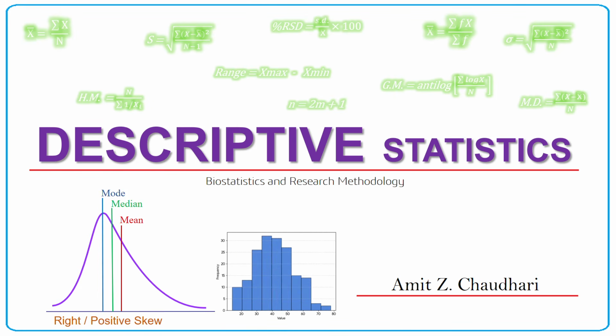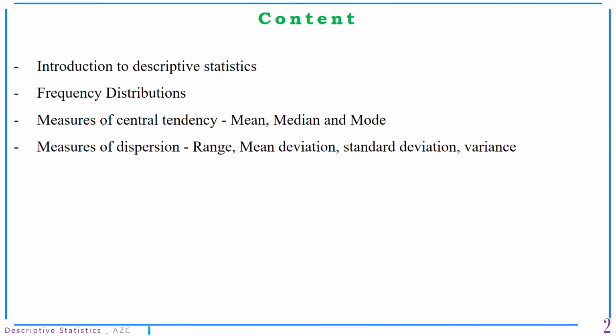Descriptive Statistics. This topic is a part of Biostatistics and Research Methodology in pharmaceutical science. Content of this topic includes Introduction to Descriptive Statistics, Frequency Distributions, Measures of Central Tendency, Mean, Median, and Mode, Measures of Dispersion, Range, Mean Deviation, Standard Deviation, and Variance.